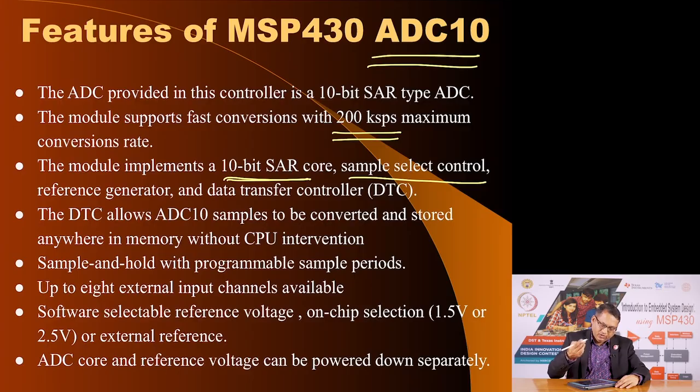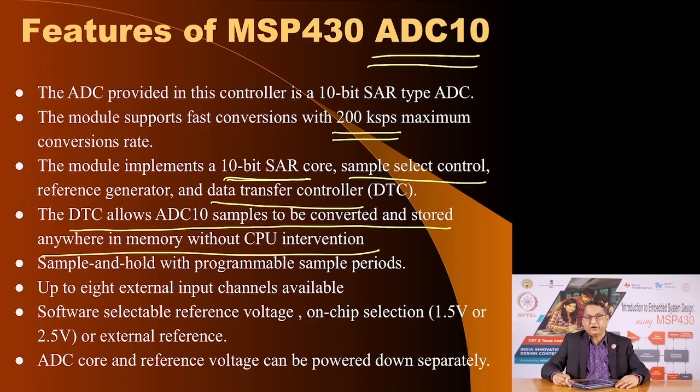The converted value is handled by a data transfer controller called DTC. The DTC allows the samples to be converted and stored anywhere in the memory without the CPU intervention. So, your program simply instructs the ADC which channel you want to convert and where you want to store the results. The DTC will take care of it. You can convert voltages on up to 8 external input channels, of course not simultaneously, but in a sequential or serial fashion.